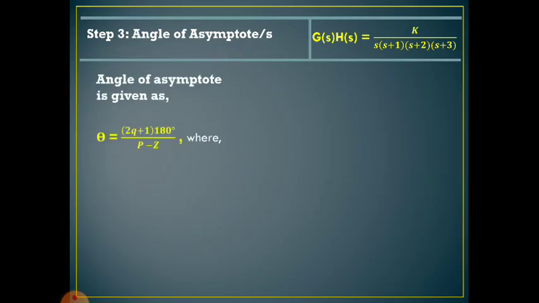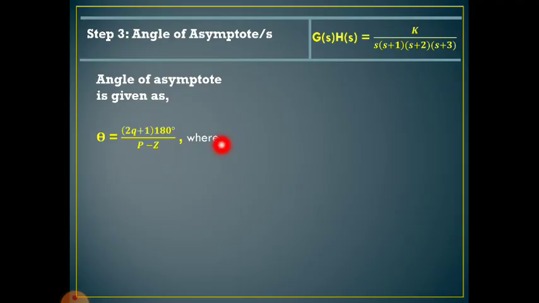Angle of asymptotes is given as theta is equal to (2q plus 1) into 180 degrees divided by (p minus z). Now what is an asymptote? An asymptote is a straight line which acts as a guideline for branches approaching infinity. If you recall, in step 1 we had predicted that there are 4 branches and all the 4 branches are approaching infinity. Now while approaching infinity they should be guided, right? So that guidance is given by asymptotes. So asymptotes are straight lines which act as guidelines for branches approaching infinity.